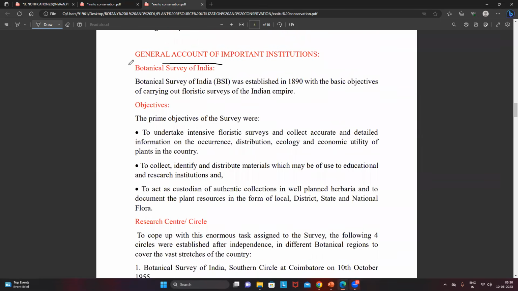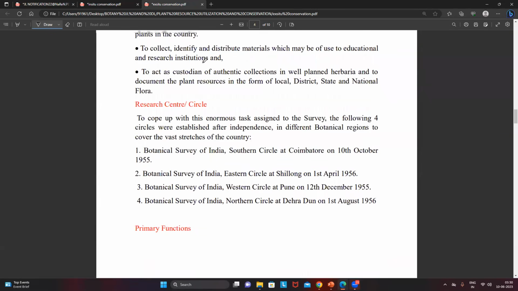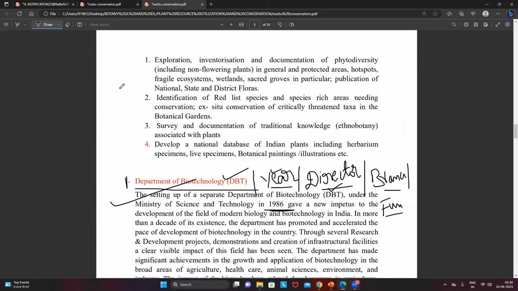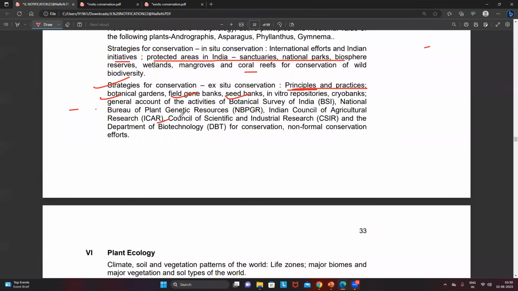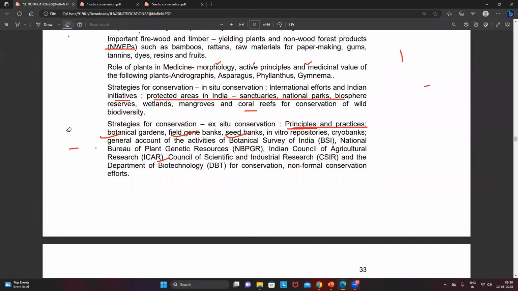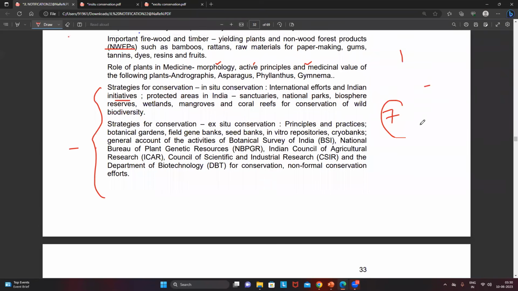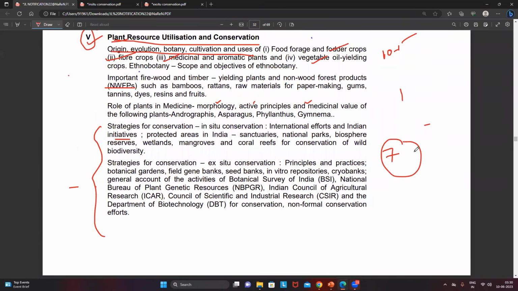Then Botanical Survey of India, right? So what is the Botanical Survey of India? Where their branches are located, their functions, nothing else. So what I'm trying to explain to you is, in case of strategies for conservation, in-situ conservation and ex-situ conservation, on average you can expect 7 questions from here, more than that. But you need not use any brain here.